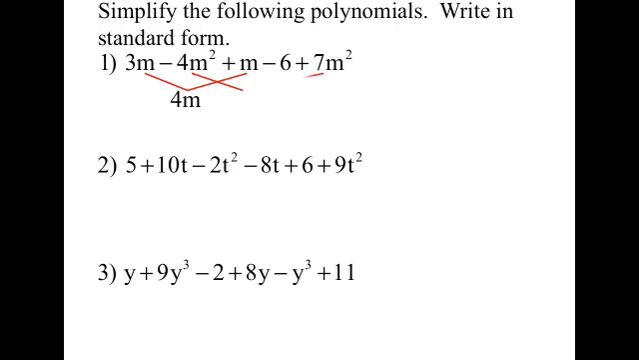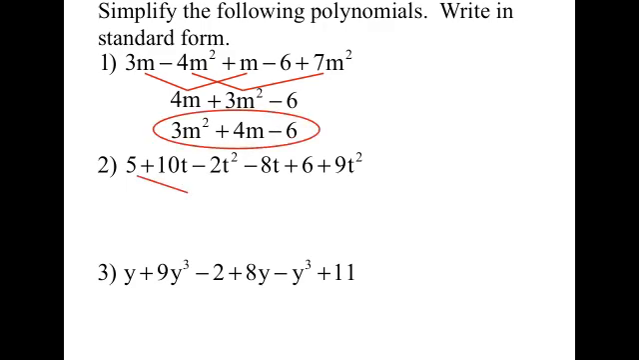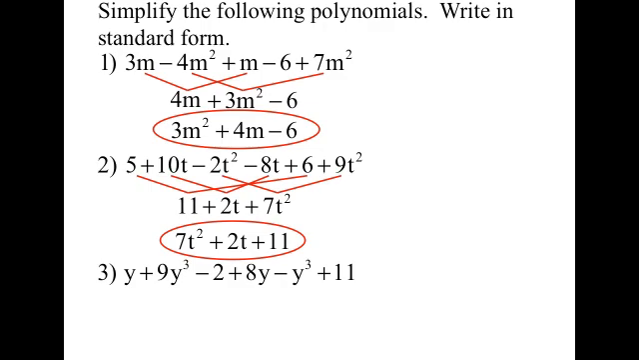So in this case, you'll see I'm not originally putting them in standard form. I'm just combining my like terms, and then I put it in standard form in the end. You can do this as well. Or you can go right away and just combine your terms that are the highest and put them in standard form in the beginning. So the answer is 3m squared plus 4m minus 6. Number 2. Final answer is 7t squared plus 2t plus 11.